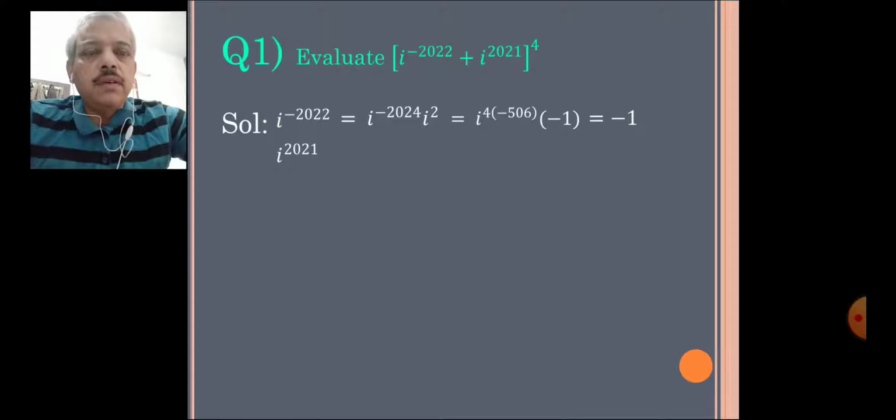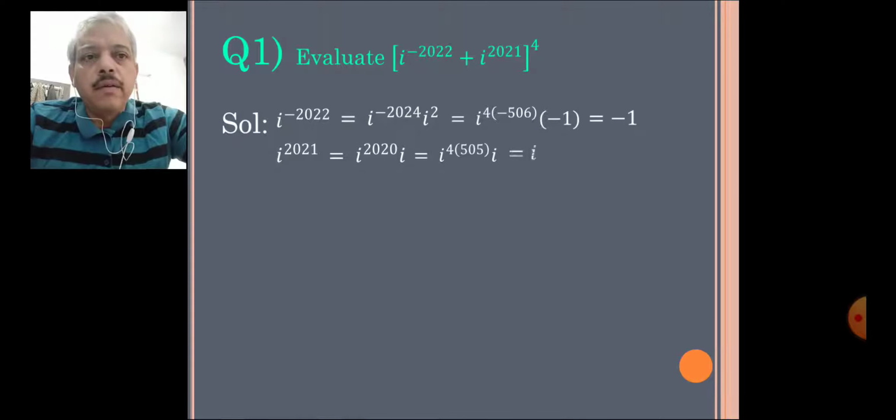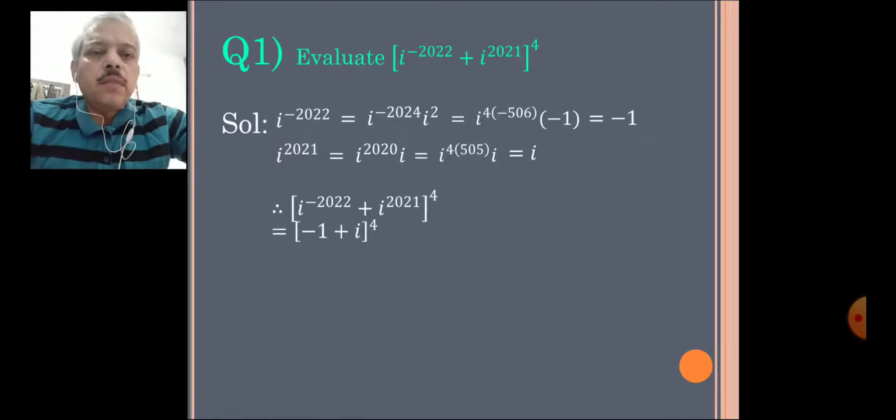Now we will solve i to the power 2021. We can write this as i to the power 2020 into i. i to the power 2020 will be 1, and 1 into i will be equal to i. Now writing these two values in the given expression, we will get minus 1 plus i, whole to the power 4. We will now use the binomial theorem.